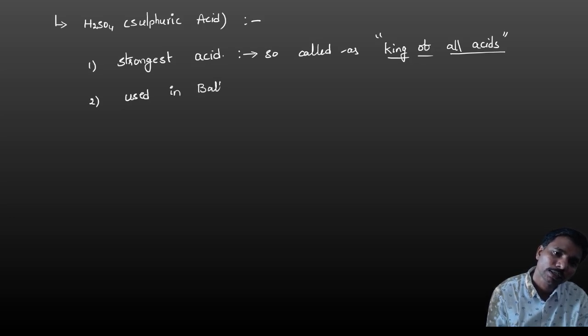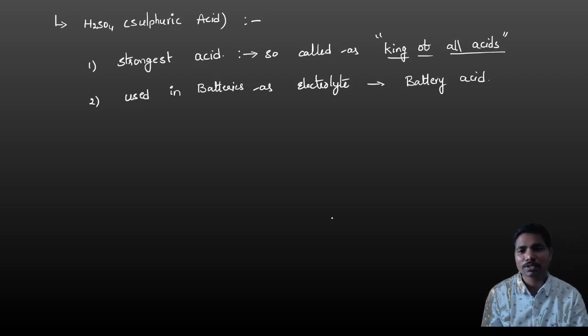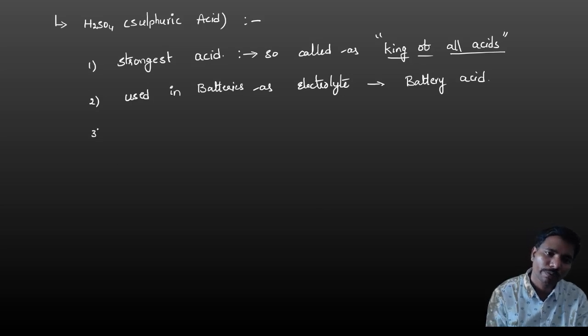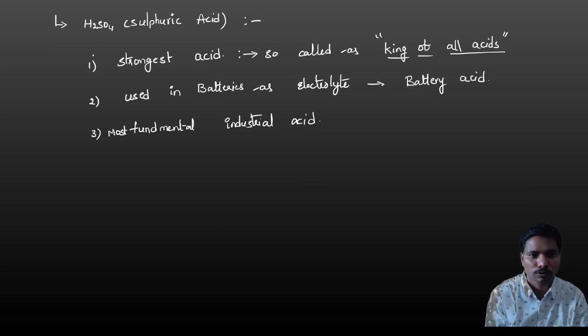It is used in batteries as electrolyte. So that's why it is called battery acid. In the following, which is the battery acid, that is H2SO4. Very important question. All these are previous questions, guys, so you have to note down each and every point. It is also called the most fundamental industrial acid. That is also one of the previous questions. Which is the most fundamental industrial acid, that is H2SO4.